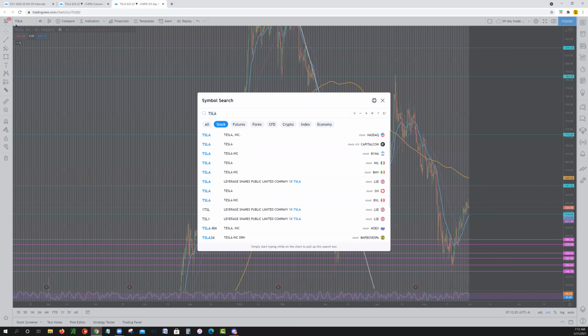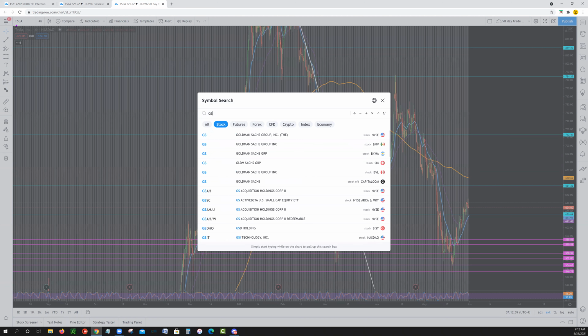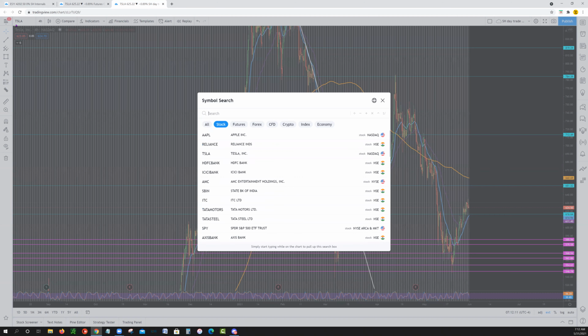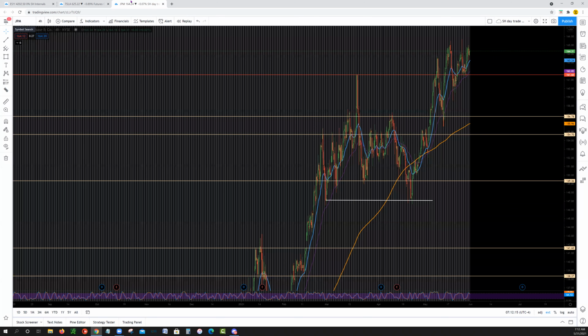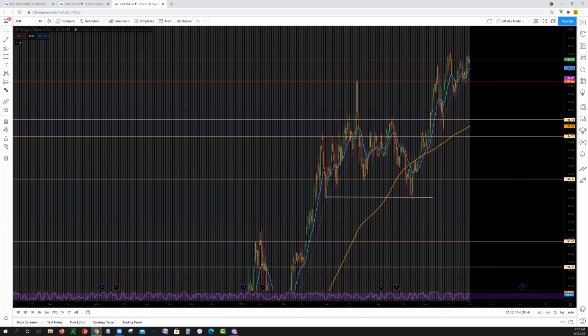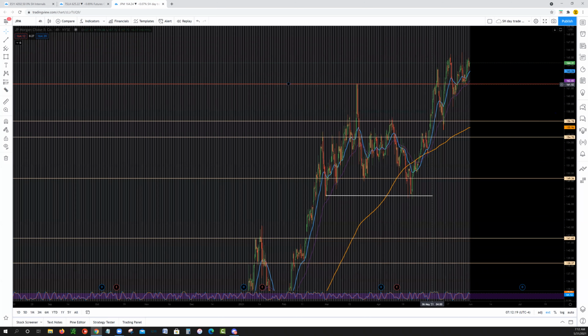And let's head on over to Goldman Sachs. Actually, JPM first. So looking at JPM, we are getting legs above the 160s. So what you want to see is a break of these upper wicks here and continuation above the 165s. We'll see if that happens.